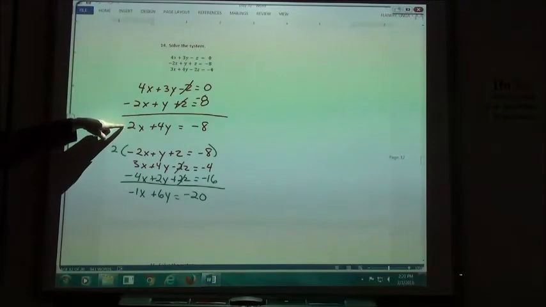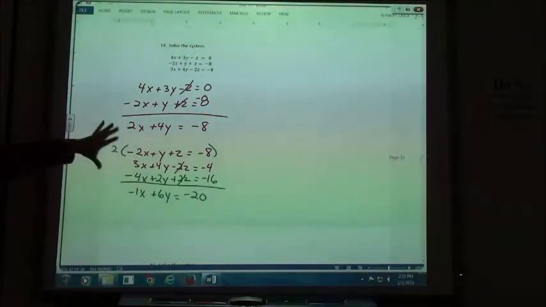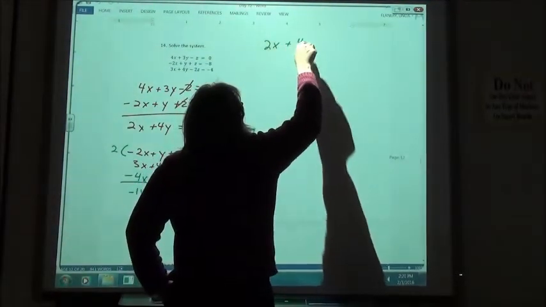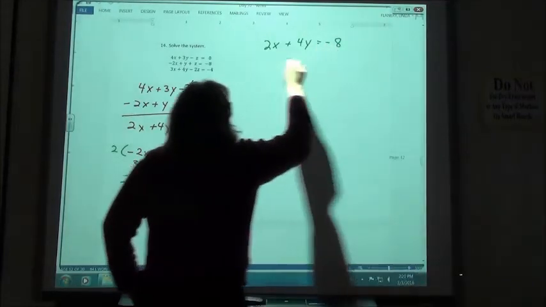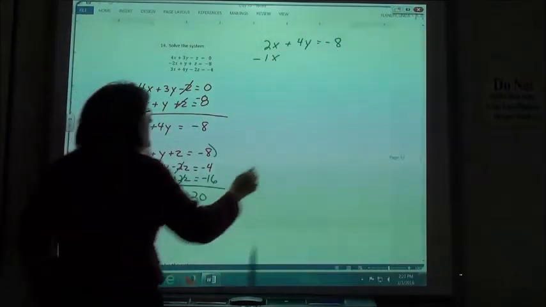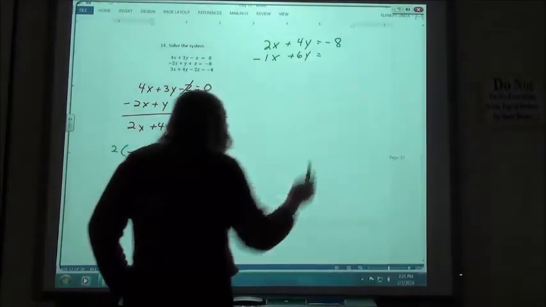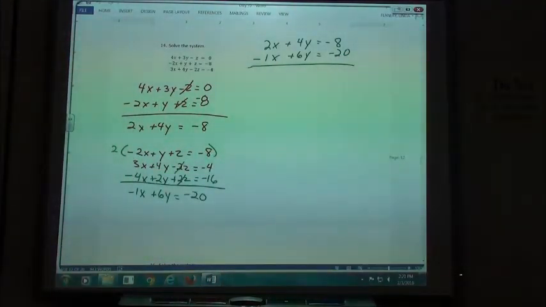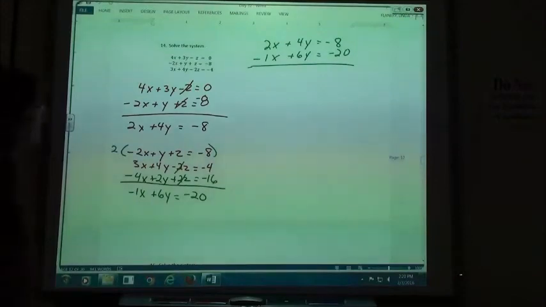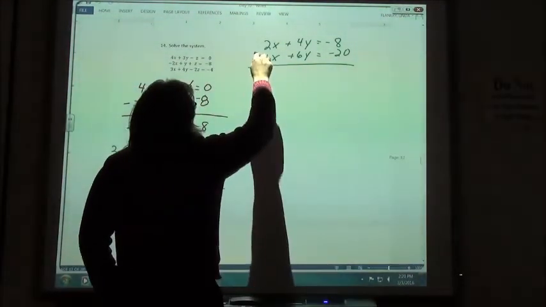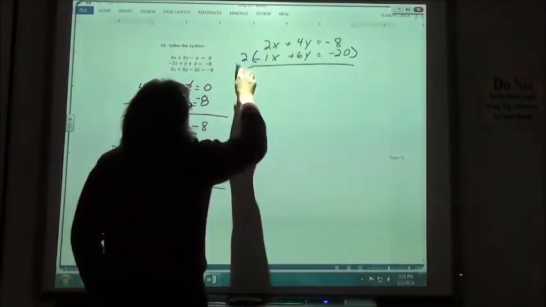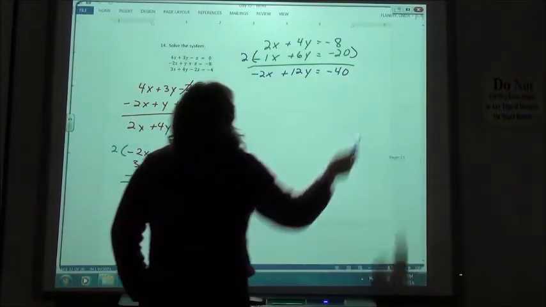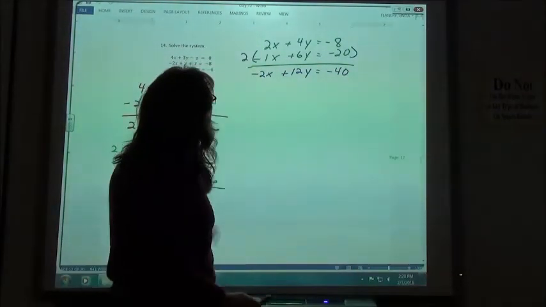So now I'm going to take this answer for my equation and this one, put them together. So 2x plus 4y equals negative 8. Negative 1x plus 6y equals negative 20. Looking at those two equations as my system of equations, I'm going to get rid of the x's. To make opposites, I just need to multiply the bottom equation times 2. So I would have negative 2x plus 12y equals negative 40. So I'm going to add my top equation plus my new equation.